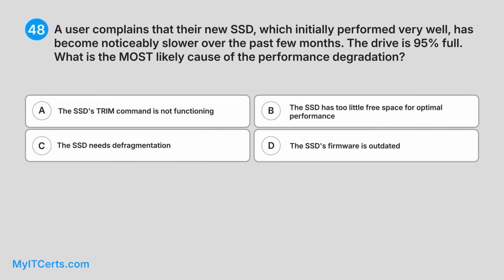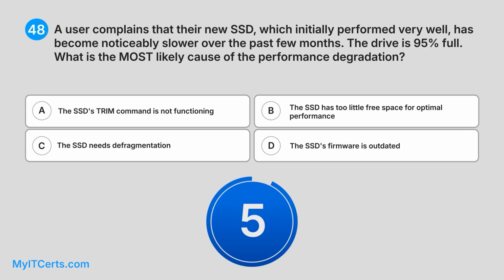48. A user complains that their new SSD, which initially performed very well, has become noticeably slower over the past few months. The drive is 95% full. What is the most likely cause of the performance degradation? A. The SSD's trim command is not functioning. B. The SSD has too little free space for optimal performance. C. The SSD needs defragmentation. D. The SSD's firmware is outdated. What do you think is the answer?